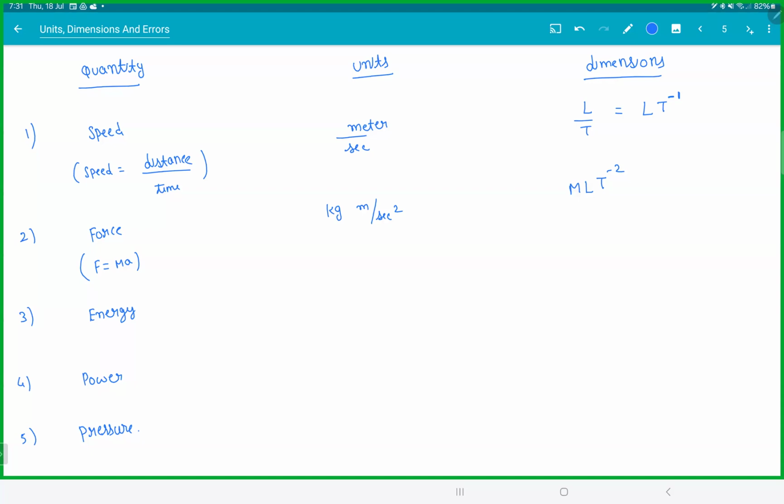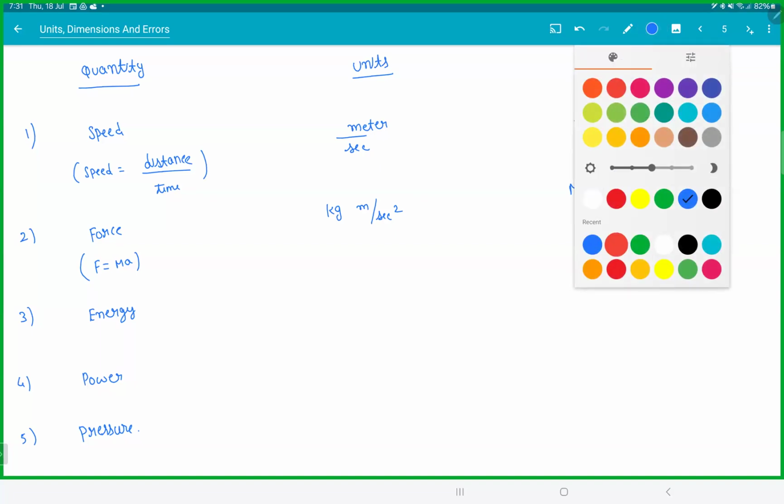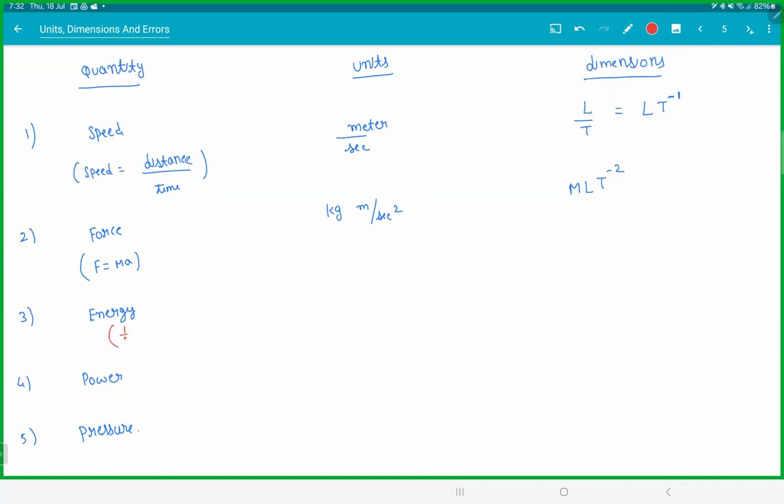Done. E is equal to mc square. Energy, keep it simple: half mv square. So mass is kg, velocity is meter per second, and velocity squared gives meter square per second square. So this is M L square T minus 2.